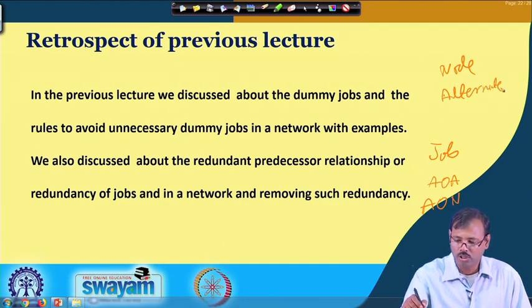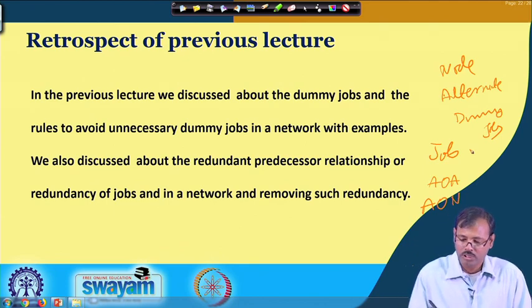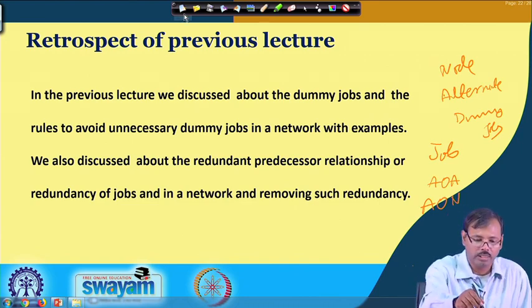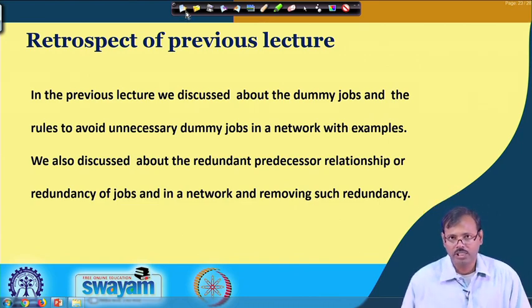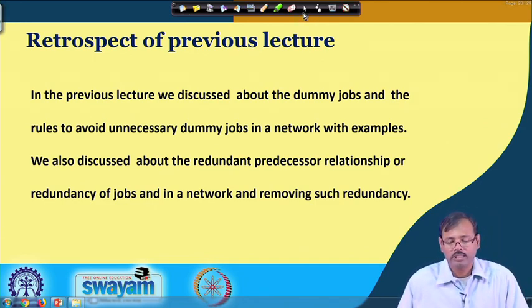We know what is a dummy job, how the dummy jobs have to be assigned, how the dummy jobs have to be removed. Then we know what is redundancy, we know what is a cycle, and we are also aware that a cycle has to be completely eliminated and redundancy has to be removed for the smooth analysis of the network.